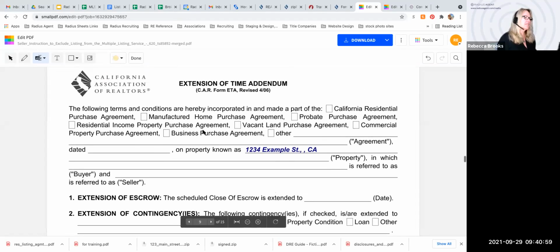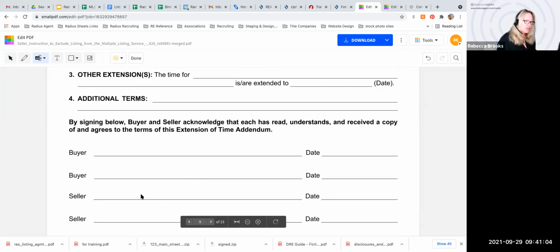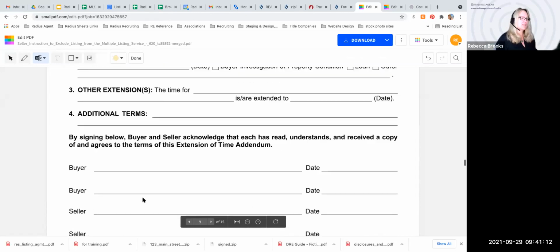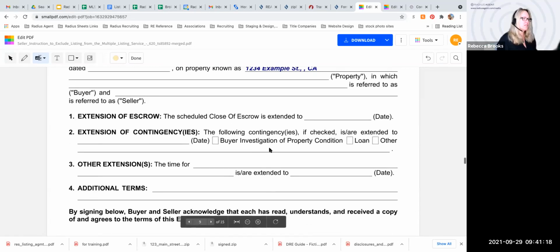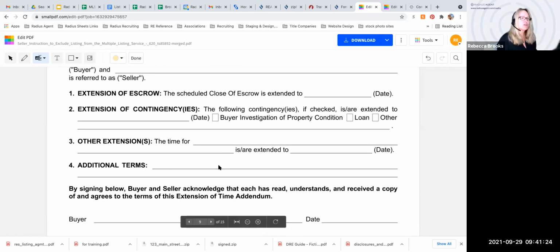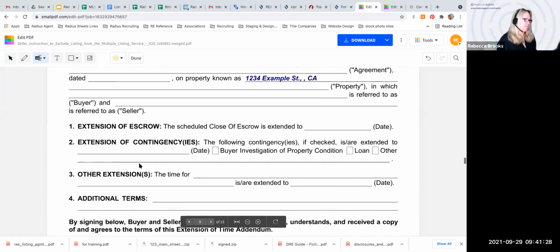Okay, and this is a form that is going to be between the buyer and the seller, right? The other one, remember, we talked about modification of terms. That's between the client and the broker. Okay, this one is between the buyer and the seller. And this is basically where you're going to say, hey, I need more time to close escrow. I need more time for my contingencies, or any other things that we've negotiated, or any other additional terms right here regarding extension of time.